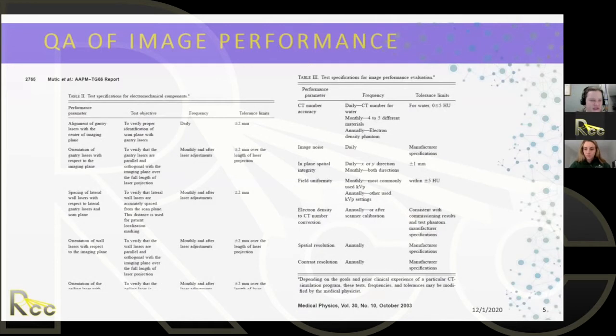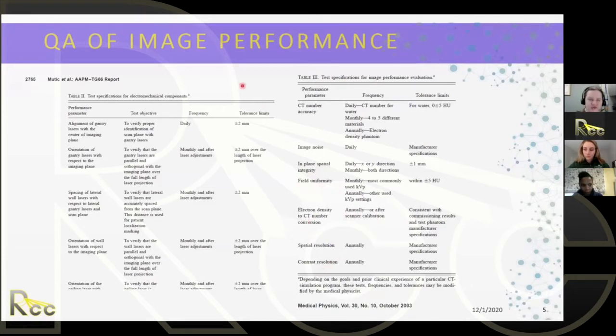On the right-hand side here, let me get my laser pointer out, you can see the table that lists test specifications for image performance, and these are typically done with an imaging phantom. The vendor often provides these, or you can buy your own, or loan one from radiology. We're looking for CT number accuracy for our treatment planning accuracy. We want to have low image noise so we can actually distinguish features in the patient. Spatial integrity is very important for radiation oncology. Field uniformity as well. Electron density to CT number conversion is the basis of our planning system. And we also measure spatial and contrast resolution.